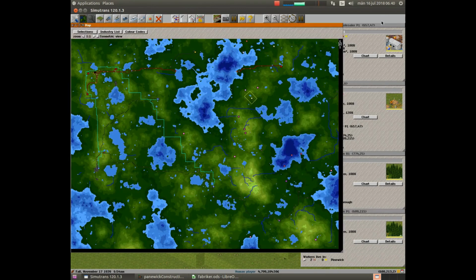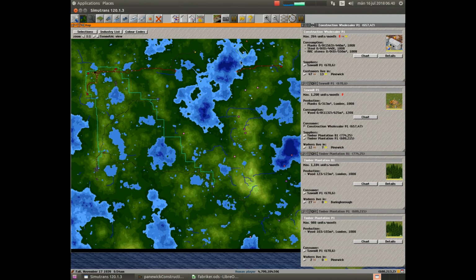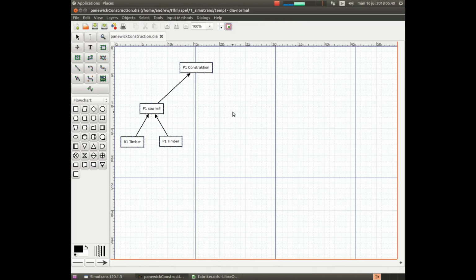So a quick look on the map. We see there is the construction yard or warehouse. There is the sawmill, and the first wood is over there, and the second wood is down there. And here it is in the flow chart. To get this up and running, we need to do calculation here, here, and also here, because we can boost things.